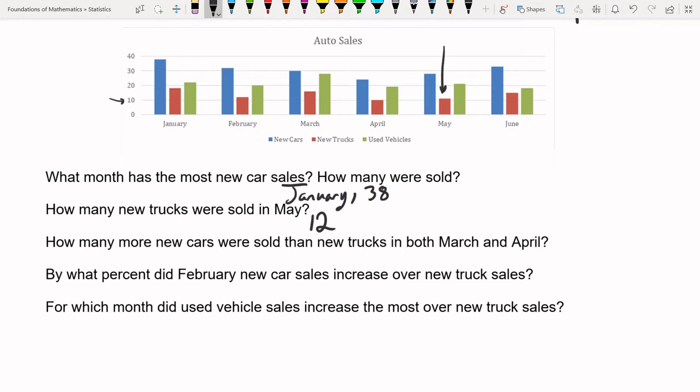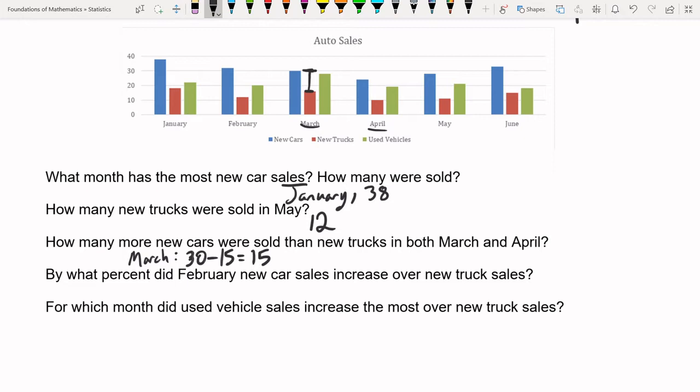How many more new cars were sold than new trucks in both March and April? So for March and April, new cars was here, new trucks was here. The how many more was sold is this distance here. The red bar looks to be about 15. The blue bar looks to be directly at 30. So for March, we take the higher number, 30, minus the lower number, 15. So 15 more new cars were sold than new trucks.